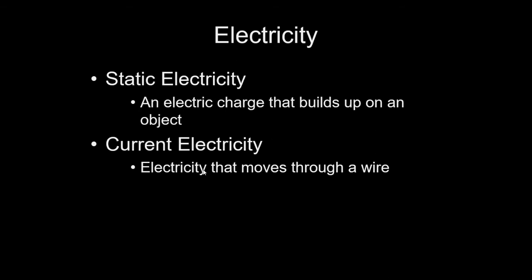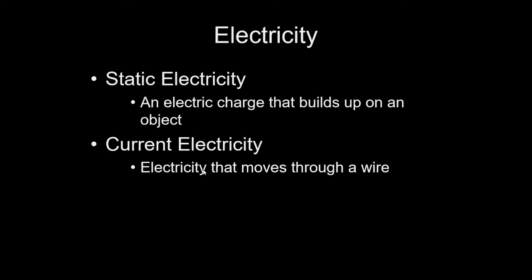Current electricity is electricity that moves through a wire. Okay, write that part down. Current electricity is the flow of an electric charge in a certain direction. It is an important quantity in electric currents. Current flows through a circuit when a voltage is placed across 2 points of a conductor.